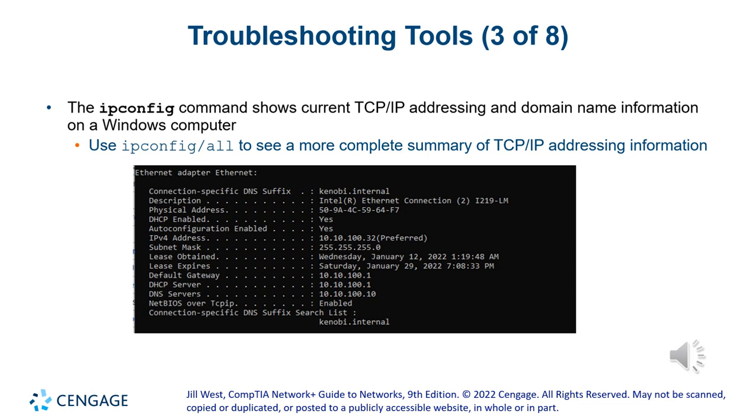The next line is NetBIOS over TCP. Yes, it's enabled. NetBIOS allows computers, only Windows machines, to talk to each other and share printers and share files. So I have things shared internally, and I have that enabled. And then my suffix, again, the search list. If I'm looking for anything in DNS, it will try to append that kenobi.internal just to see if it's something internal. But that's all that ipconfig /all would give me.